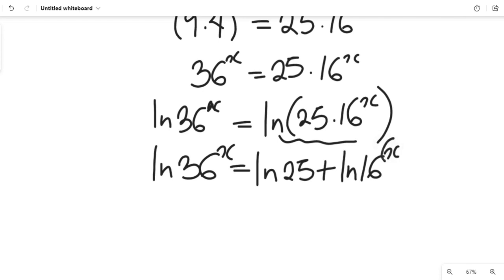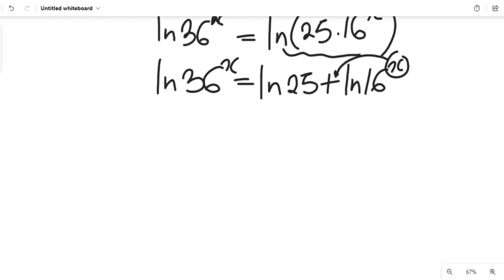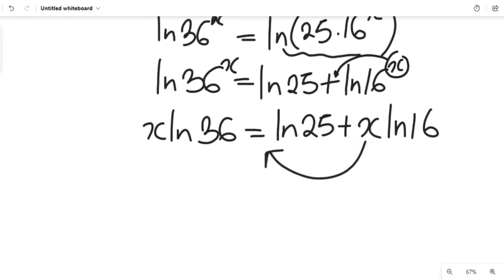Now in logarithm, this power will always multiply the value of the logarithm. So we'll do that: x multiplied by the natural log of 36 will be equal to the natural log of 25 plus x multiplied by the natural log of 16. Good. Now we'll collect like terms. This will come over here.